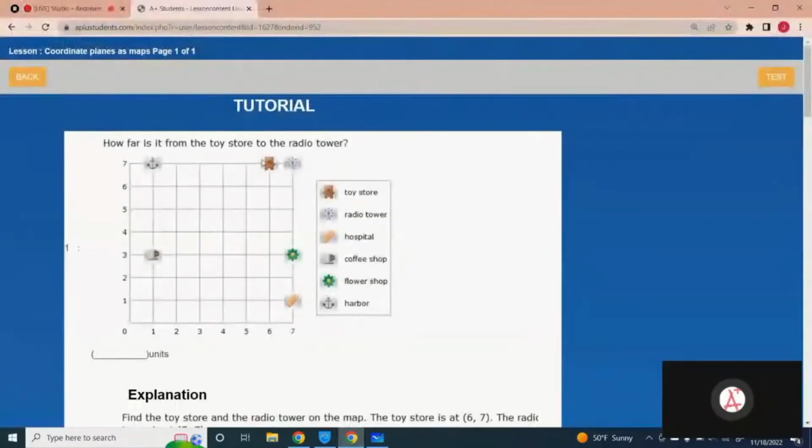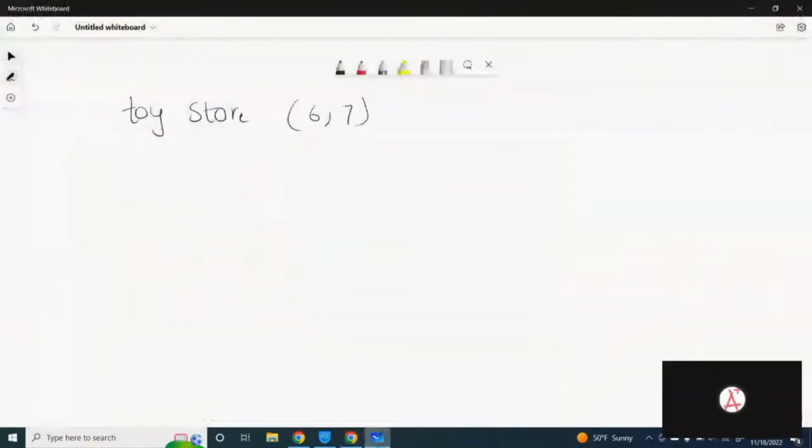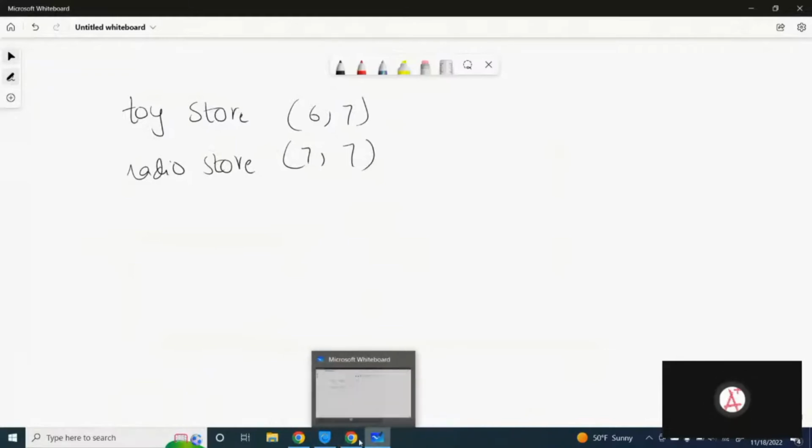X is 6 and y is 7. Okay, now for the radio tower, x is 7 and y is 7. Got it? The radio store is at x is 7 and y is 7. Got it? You can just look at the graph.